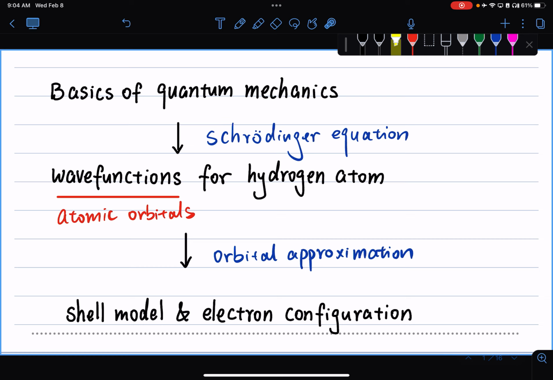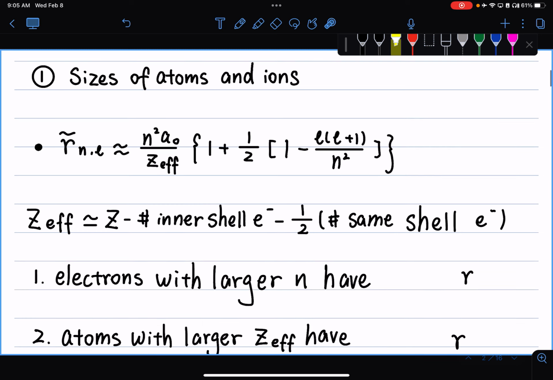Today is going to be the last lecture where we look at single atoms. We're looking at the periodic trends, namely how ionization energy and electron affinity change as we go across the periodic table. And starting from the next lecture, we'll start to talk about chemical bonds. All right, so getting started.